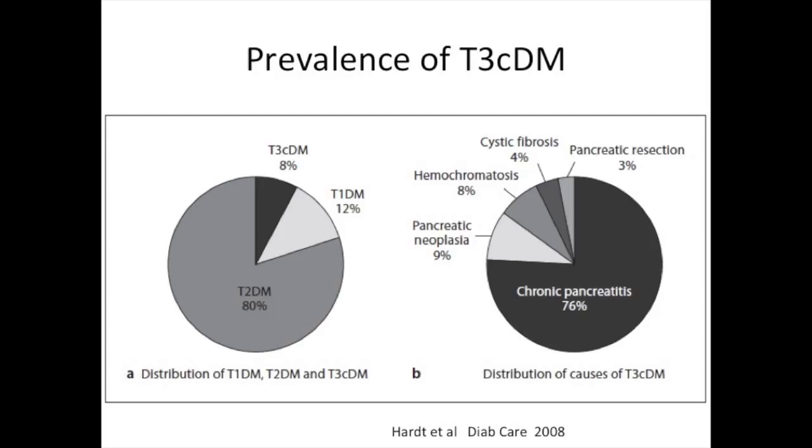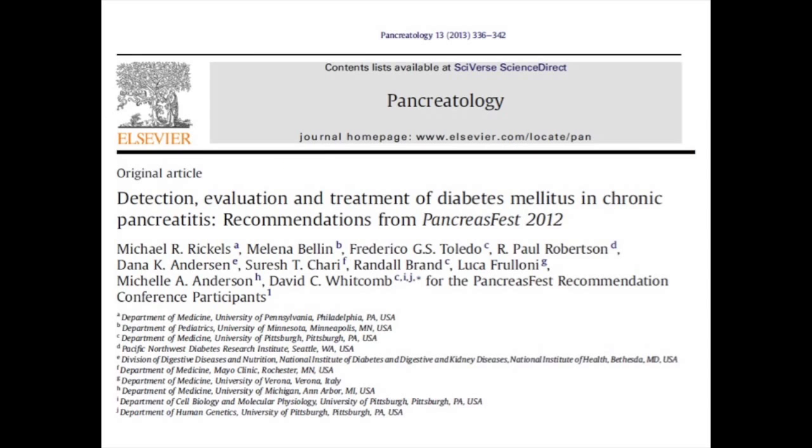When Hart and his colleagues looked at the patients that were in fact appropriately labeled as type 3C diabetics, they found that half of those patients had been misdiagnosed, usually as type 2 diabetes, by their caregivers. So it was their conclusion that this condition is frequently underdiagnosed or misdiagnosed.